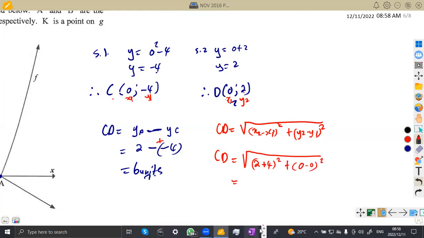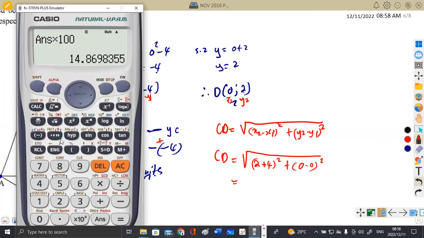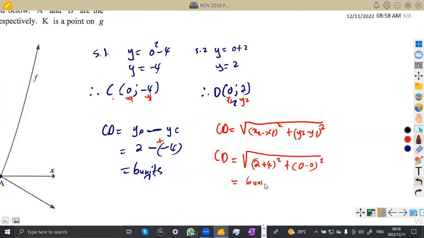Don't panic. All right, so the square root of 2 plus 4 squared plus 0 squared. 0 squared, guys, is just the same as 0. So there's nothing there. So we're going to obtain 6 units. So as you can see, we are obtaining the same answer for CD.